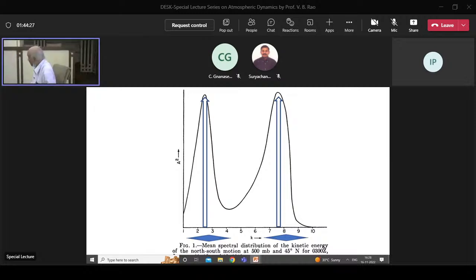Why the first peak? What is the first peak? The first peak is mainly because of stationary waves. And the stationary wave, which is long, 2, 3 or 8? Which is the long wavelength? 2, 3. So these 2, 3 are very long waves because the wave number is 1 by L, as I said, not 2 pi by L, but 2 pi a cos phi by L. So 2, 3 are very long waves, and 7, 8.